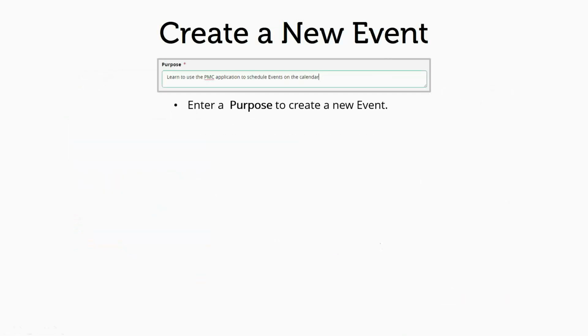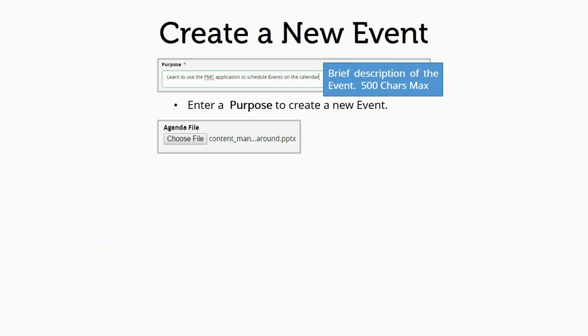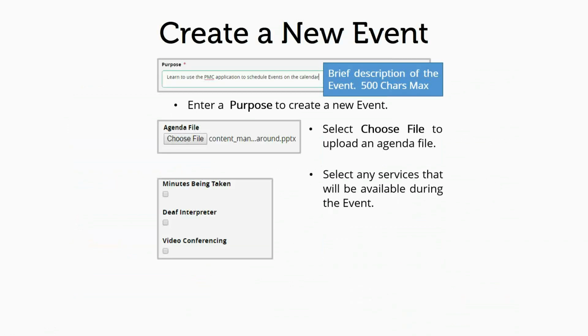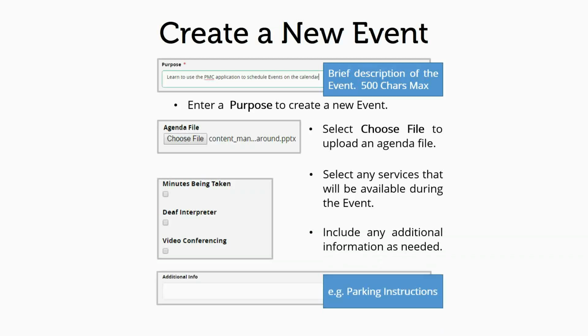Enter a purpose in the purpose field to create a new event. This purpose should be a brief description of the event, 500 characters max. Select Choose File to upload an agenda file, if any. Select any services that will be available during the event. Include any additional information in the field below as needed, for example, parking instructions.